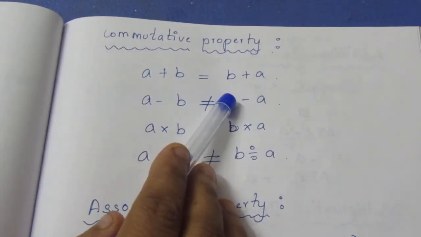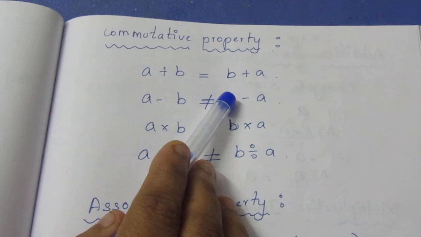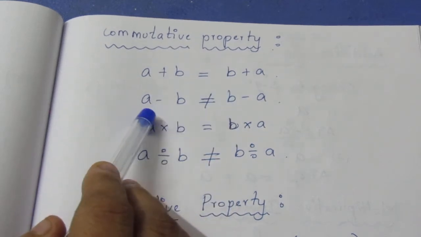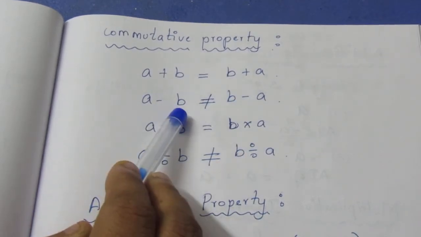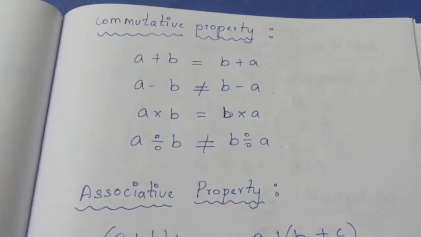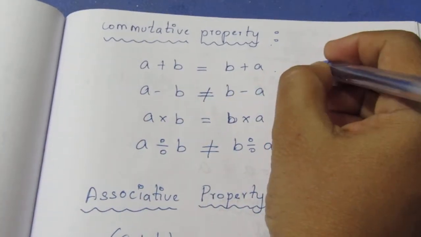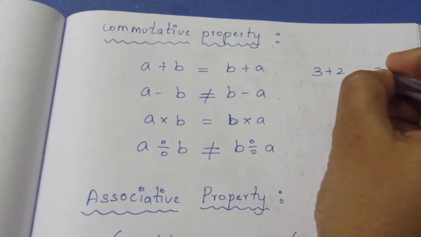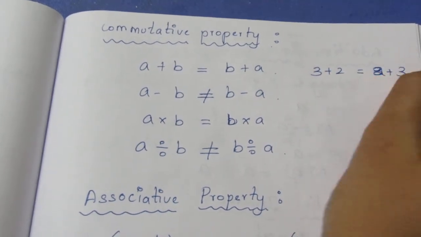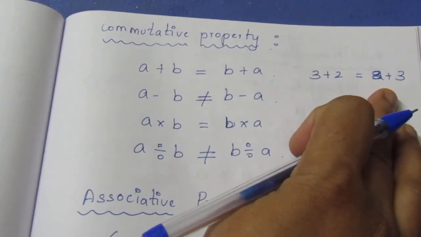So addition satisfies it. The same way for subtraction, a minus b is not equal to b minus a. 3 minus 2 is not equal to 2 minus 3. I'll write it first. Here 3 plus 2 is equal to 2 plus 3. In both we get the answer 5.